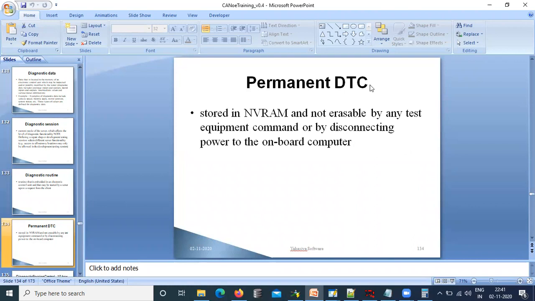There is something called permanent DTCs. Permanent DTC means stored in non-volatile RAM and not erasable by any test equipment command or by disconnecting the power to the onboard computer. When you call something a permanent DTC, it will not be erased. If you want to erase those DTCs, only the tester can do that. Other than that, if it is in the vehicle and the error happens and something is written as a permanent DTC, you cannot erase that DTC using any mechanism that you know. Okay.